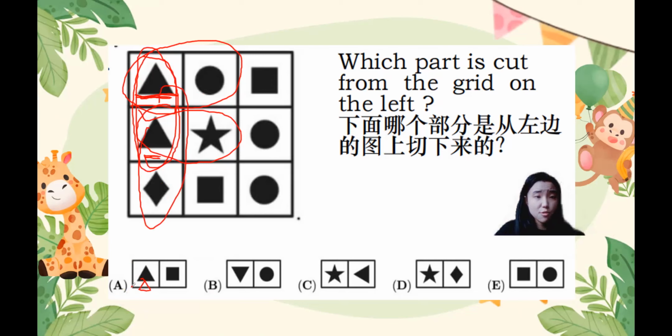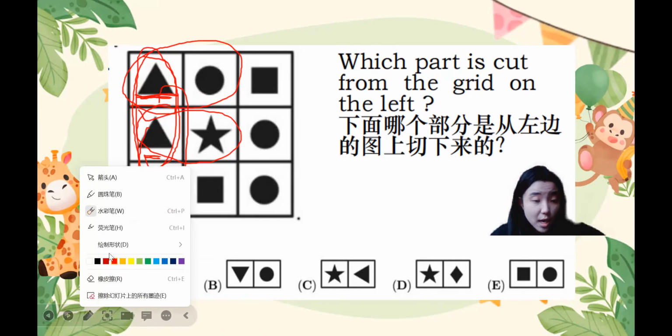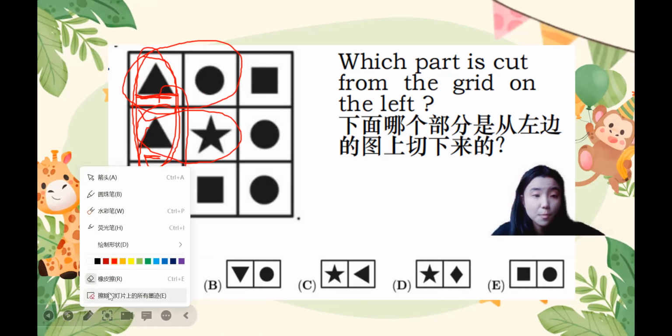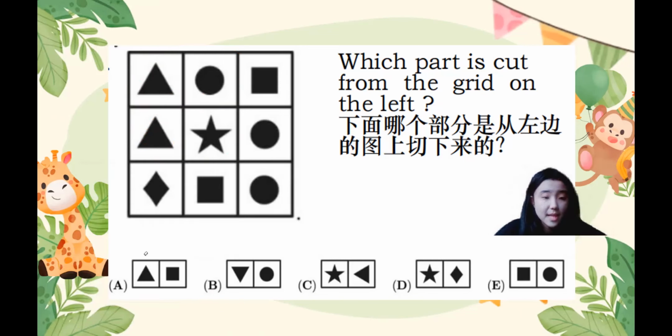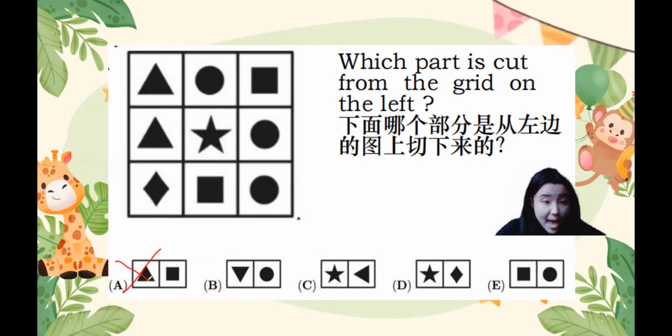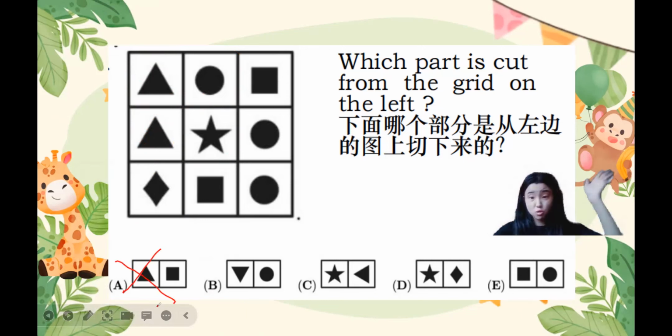There are no more triangles, so no option A, because there's no square next to the triangle. So let's make a mark for A, because A is not correct. So we put a big X on A. That means bye bye A. We don't want to choose you.